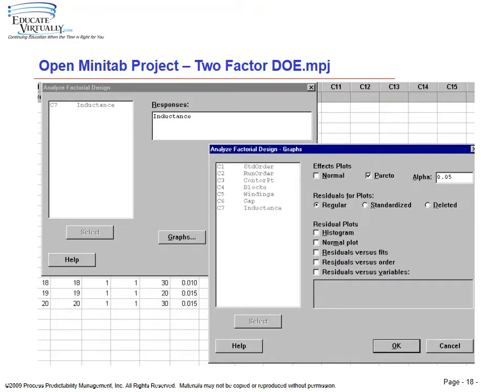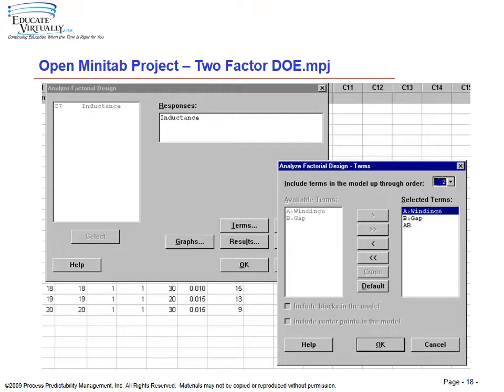Once you've done that, a dialog box will appear. Select Inductance for the response. Then we need to select Graphs. In Graphs, we'd like to have an effect plot called a Pareto, and we want to set the alpha at 0.05. You'll see why we're doing that once we get to that Pareto chart, but it'll help us to understand which variables are significant.